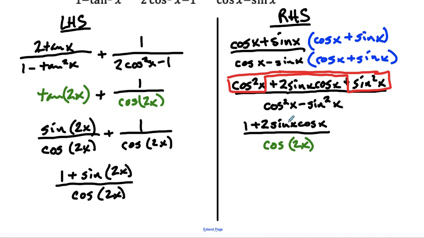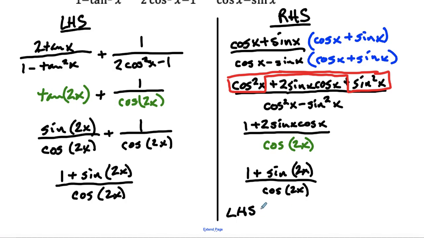Okay, now one final thing. This is all about double angles, this particular trig identities. But once I look at this, 2 sine x cosine x, that's actually sine of 2x. So now I'm done. So now I just got to rewrite this. I have 1 plus sine of 2x over cosine 2x. And now, as you can see, the left-hand side equals the right-hand side, so we'll go ahead and write that. So it has been proven, and we're done with this one.